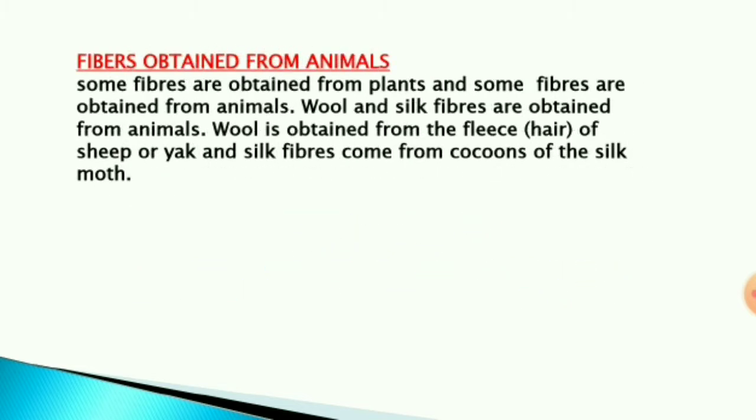Fibers obtained from animals. Some fibers are obtained from plants and some fibers are obtained from animals. Wool and silk fibers are obtained from animals. Wool is obtained from the fleece or hair of sheep or yak, and silk fiber comes from the cocoons of the silk moth.